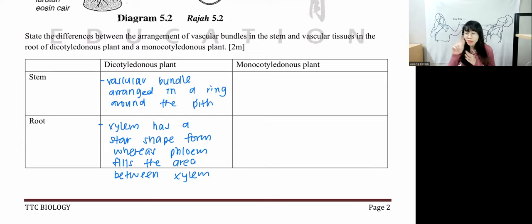Monocot stem, they don't have a ring shape. Monocot, it will be random all over the area. But of course, xylem is still inside, phloem is still outside. For root, they will form into a ring shape because it's an alternate arrangement of xylem and phloem.